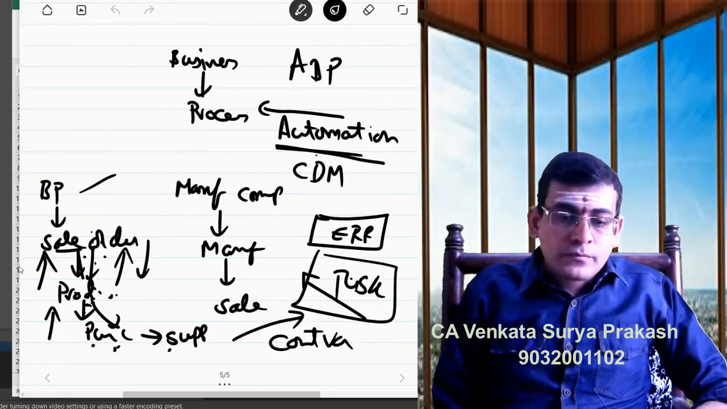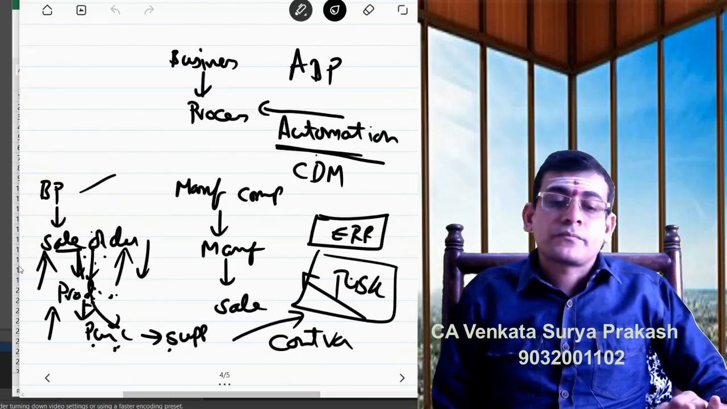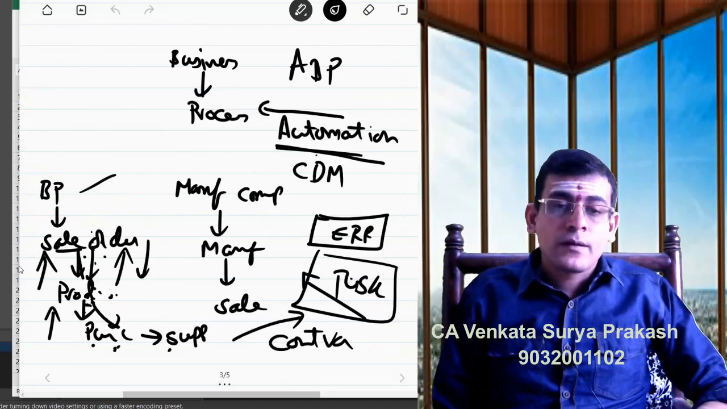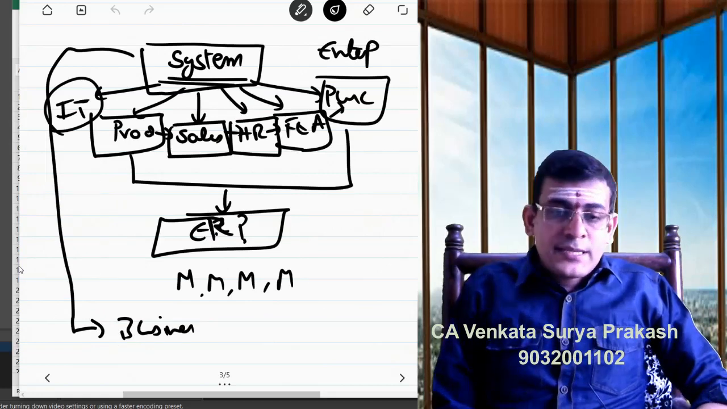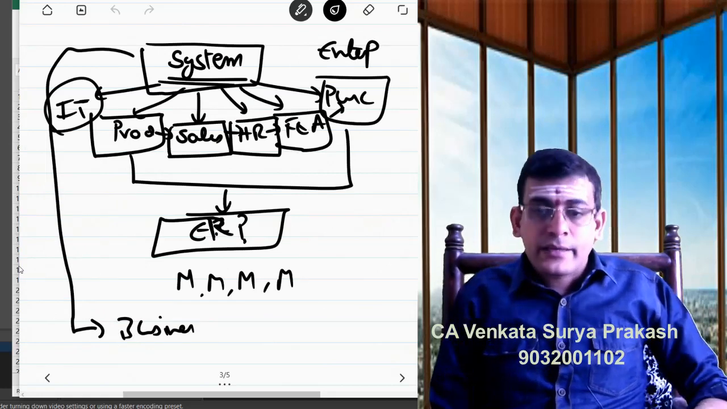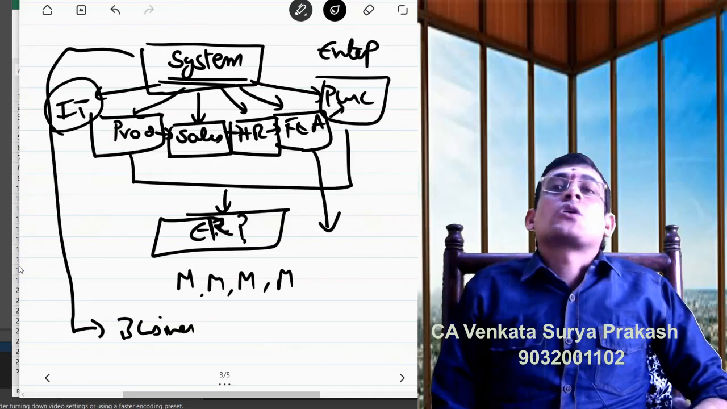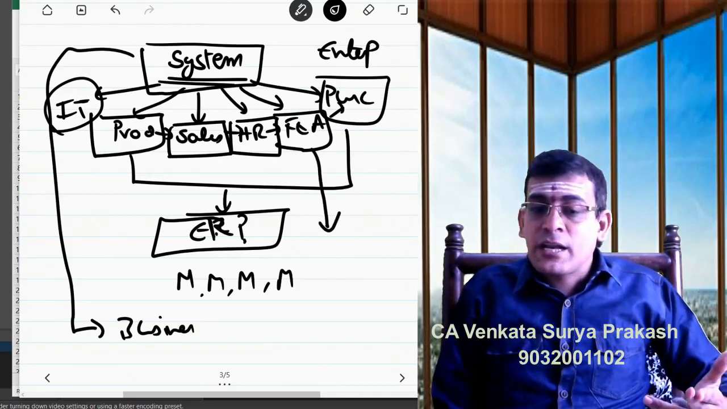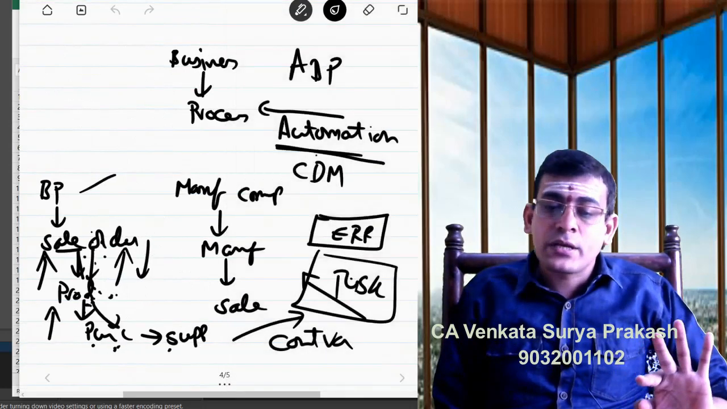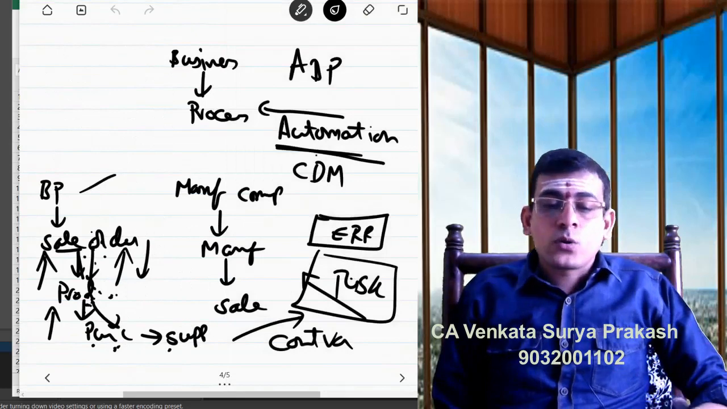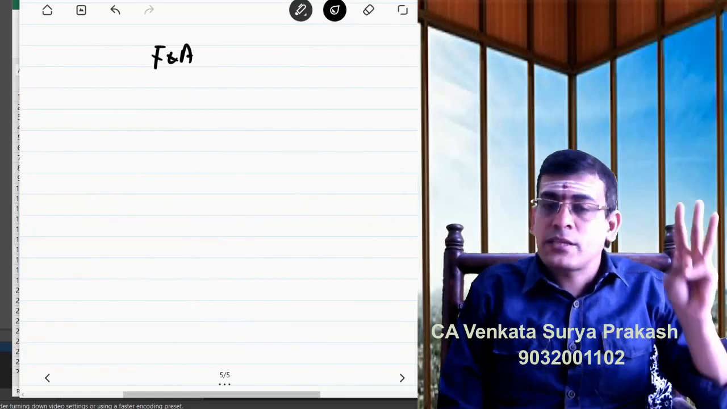If we go back to our previous page where we discussed the system, what have we seen? We have seen that a system comprises several subsystems. Each subsystem will be connected with the help of an ERP. Like that, our next chapter, the fourth chapter, focuses on finance and accounts. The chapter name is Finance and Accounting System. In this chapter, we will try to understand several things.